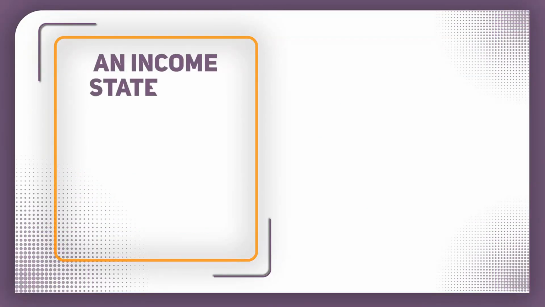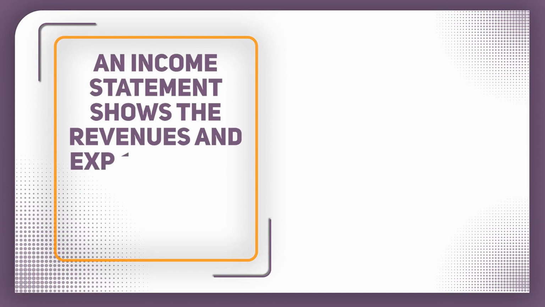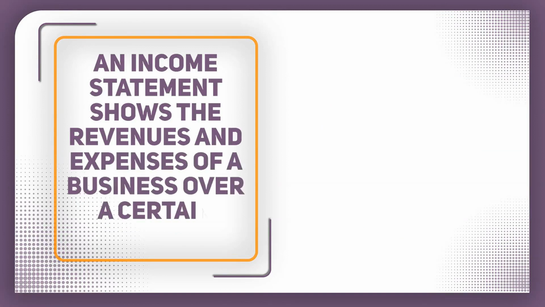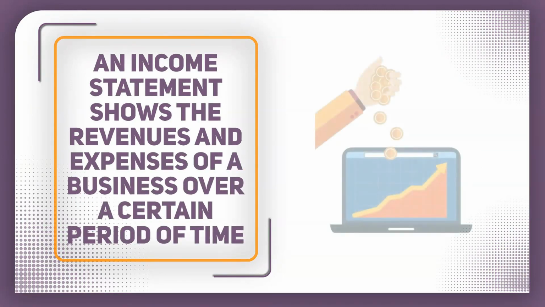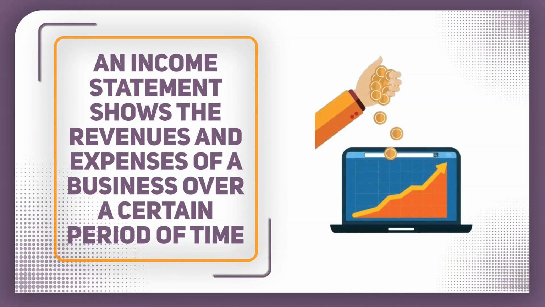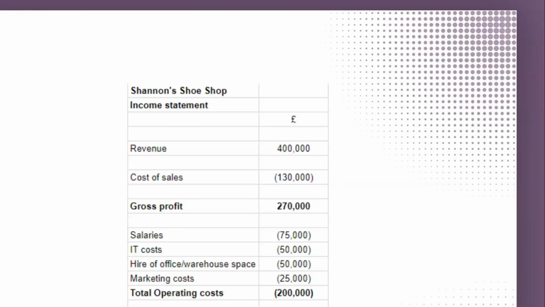An income statement shows the revenues and the expenses for a business over a certain period of time. It is sometimes also called a profit and loss statement, as it shows various different ways of looking at profit. The income statement starts off with a positive number at the top, which is the sales revenue from selling the goods or services produced by the business.